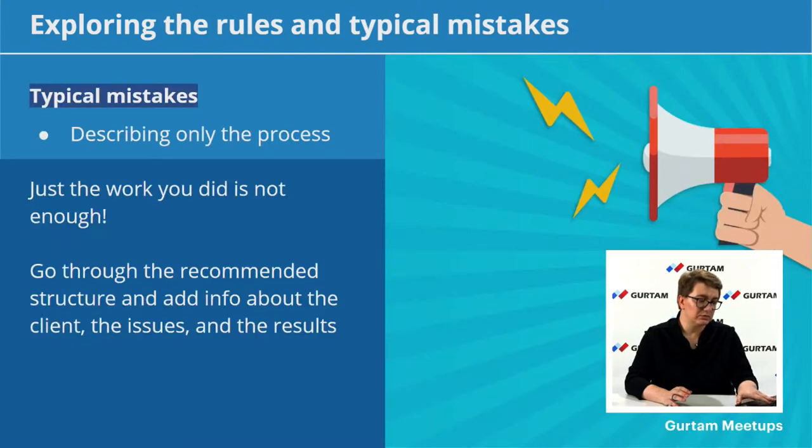We will talk about typical mistakes now, because a lot of typical mistakes are actually connected to the results part. A very typical mistake that I see a lot in IoT and in telematics is when you describe just the process of implementing the solution.